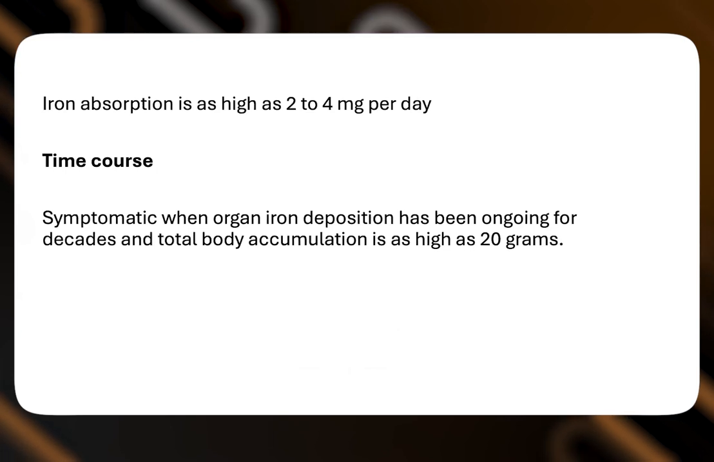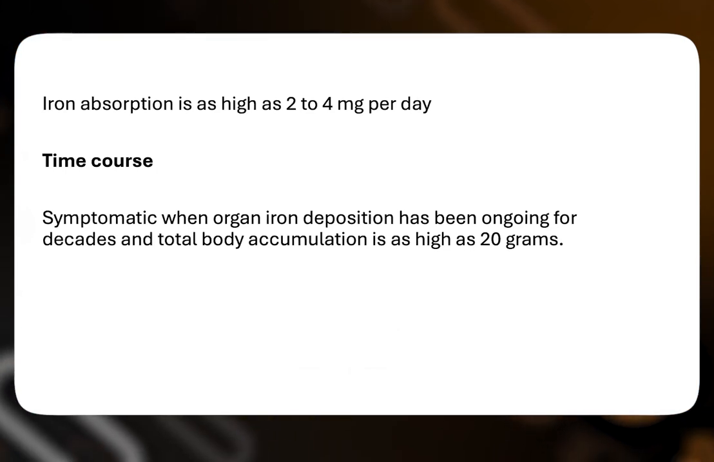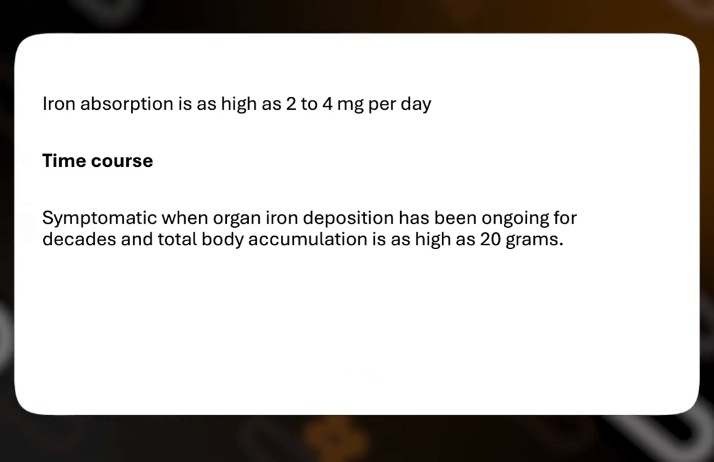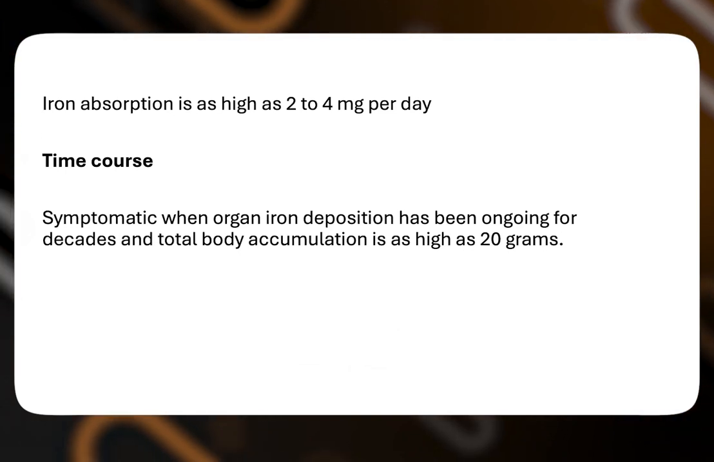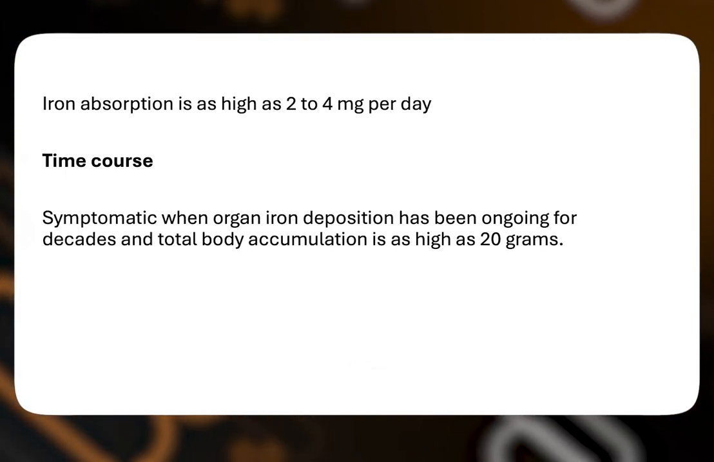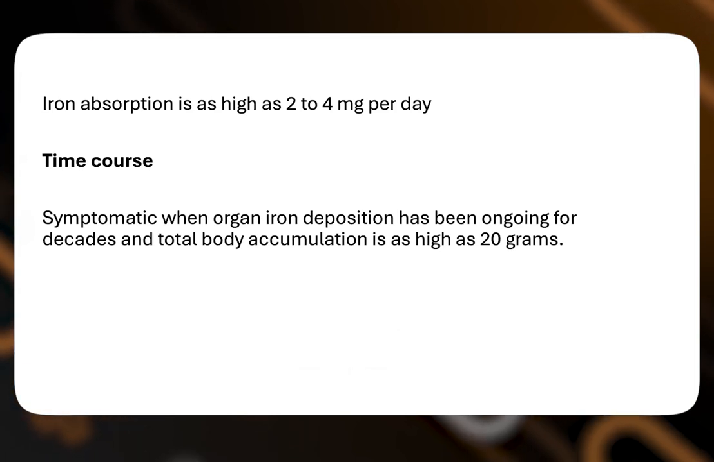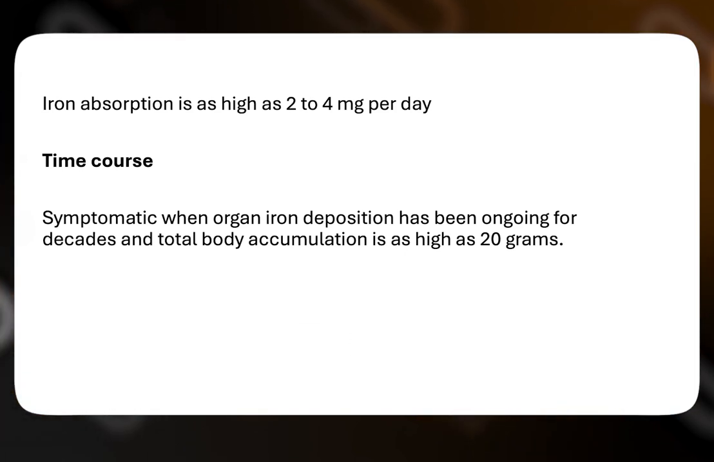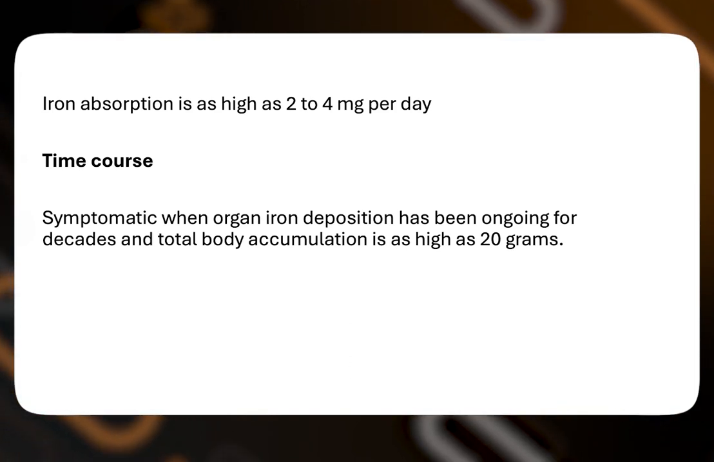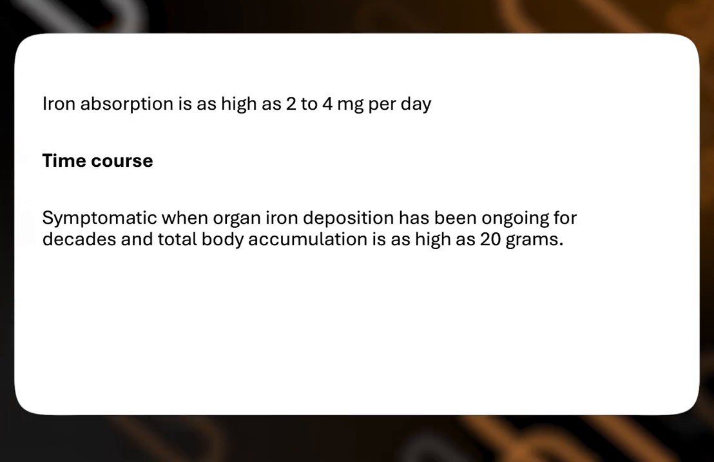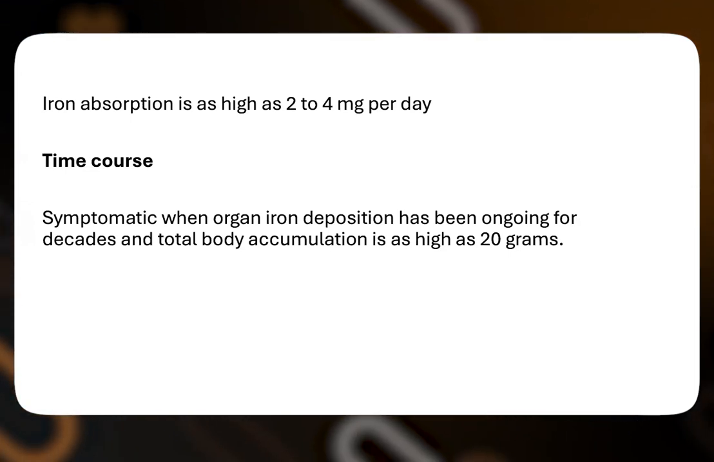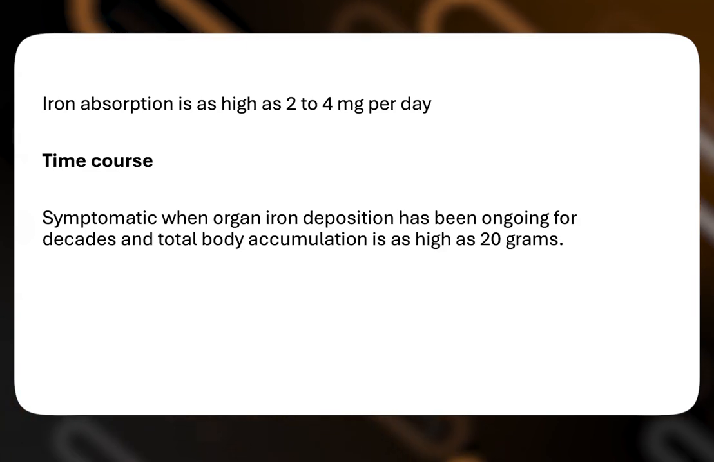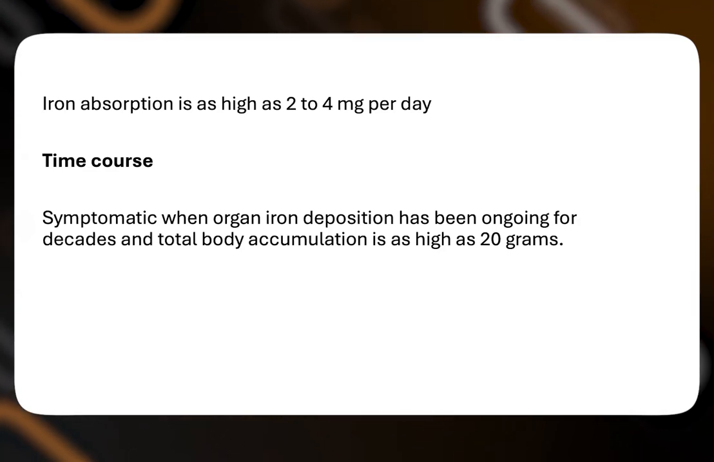So generally, in normal dietary intake, around 1 milligram of iron gets absorbed in the body. But in patients with HH, the iron absorption is as high as 3 to 4 milligrams per day. So imagine 3 to 4 milligrams per day, and you need 20 to 30 grams of iron deposited in the body to have a symptom. So it takes almost 2 to 3 decades to get the symptoms.